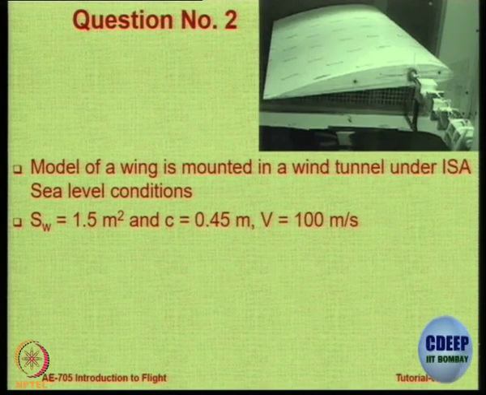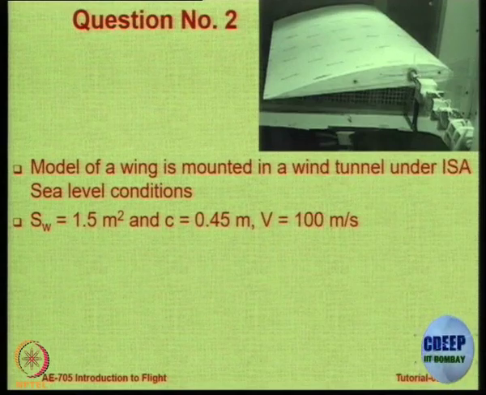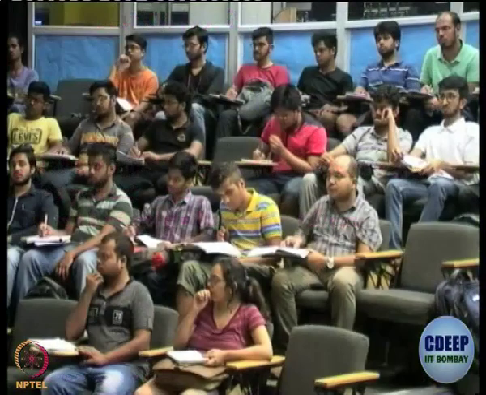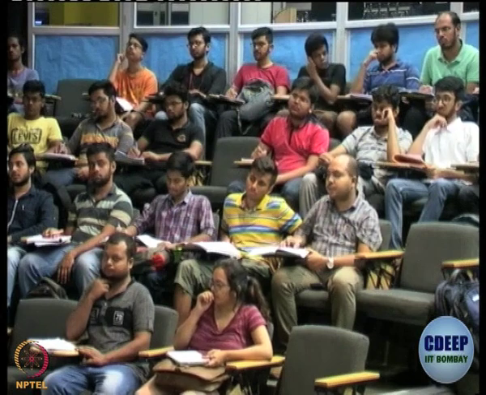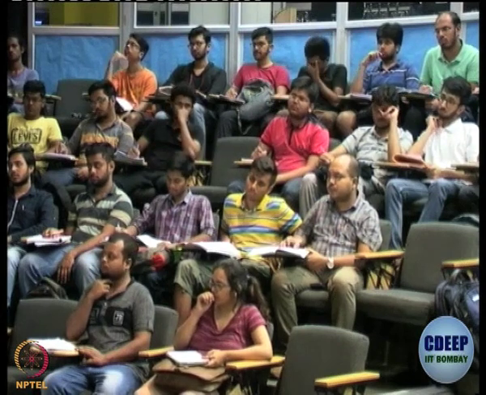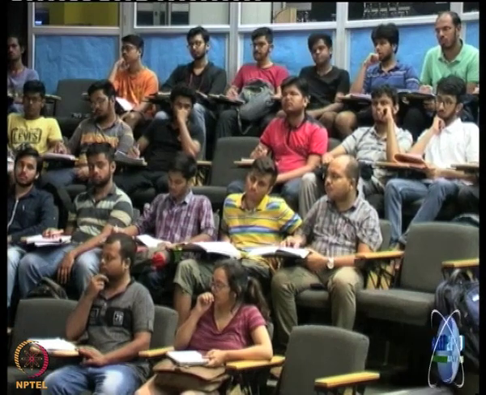and chord of the model is 0.45 meters. And assume that in this wind tunnel, now that is a very high speed, but assume that you are able to generate 100 meters per second in this wind tunnel. Normally, wind tunnels only produce around 30 to 40, maybe 50 meters per second. But this is a numerical example. We assume that the wind is 100 meters per second. Okay.